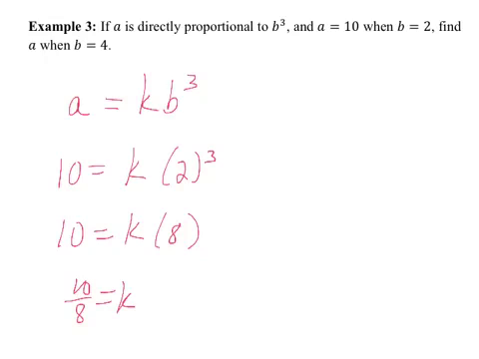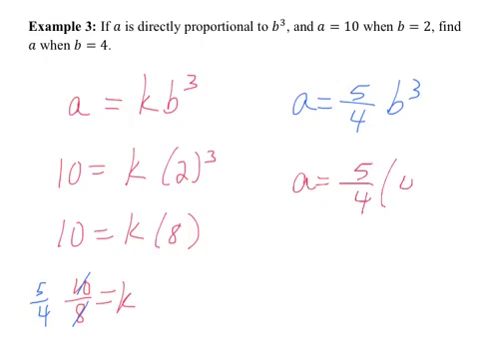Now, if K is equal to 10/8, we reduce that, that's 5/4. Okay, so we have A equals 5/4 times B cubed. Again, this was my general equation. This is my specific equation, specific to this scenario. Now we're told when B is 4, find out what A is.